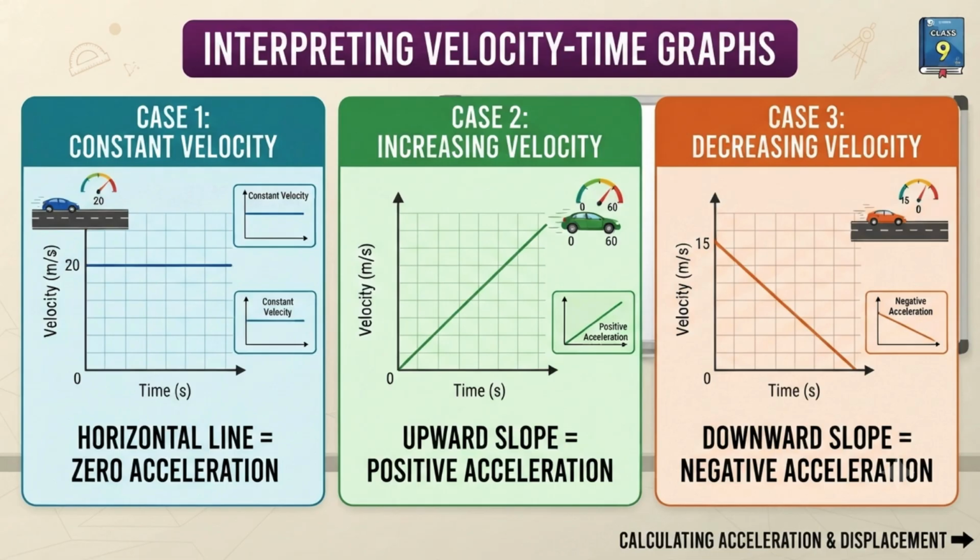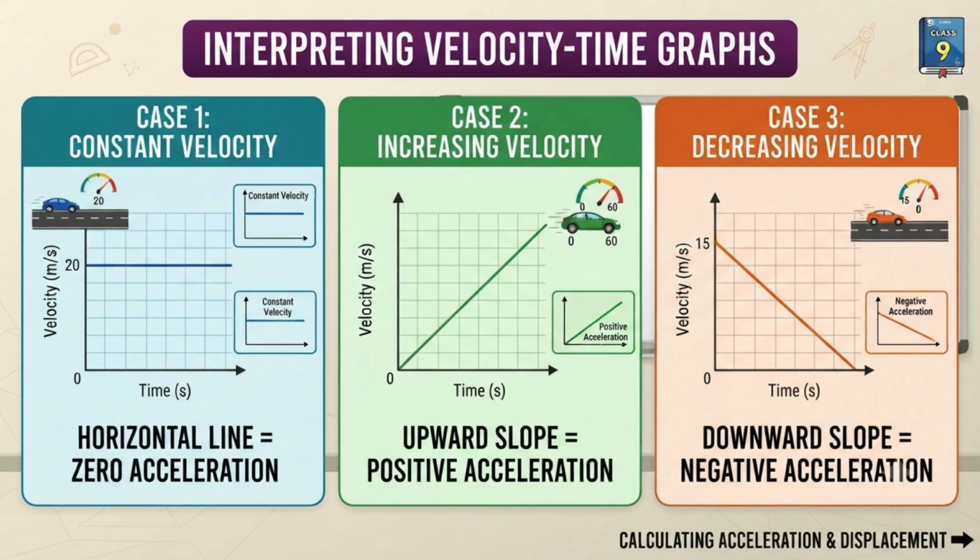Case 2, increasing velocity. Now imagine another car that starts from rest and keeps moving faster every second. For example, its velocity increases by the same amount in equal intervals of time. In this case, the graph becomes a straight line sloping upward. This tells us that the car is speeding up at a constant rate. In other words, the car has constant positive acceleration, and the acceleration is in the same direction as the velocity. So remember, upward sloping line, increasing velocity, constant positive acceleration.